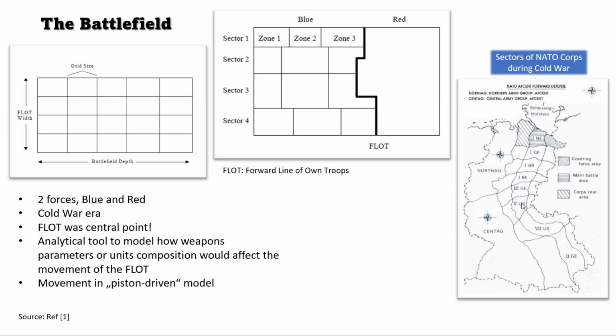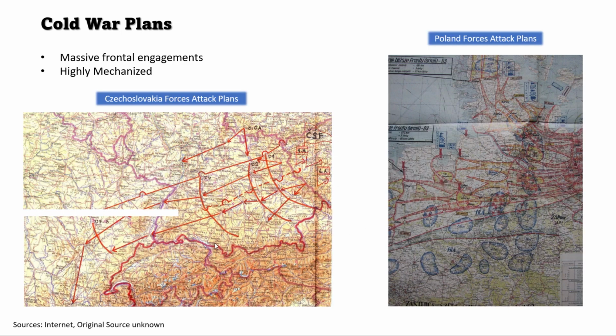And here are the historical attack plans of the other side, with plans to attack the NATO forces. Attack plans from Czechoslovakia on the left and Poland on the right. You can imagine these piston-like combats with massive front engagements with highly mechanized forces.